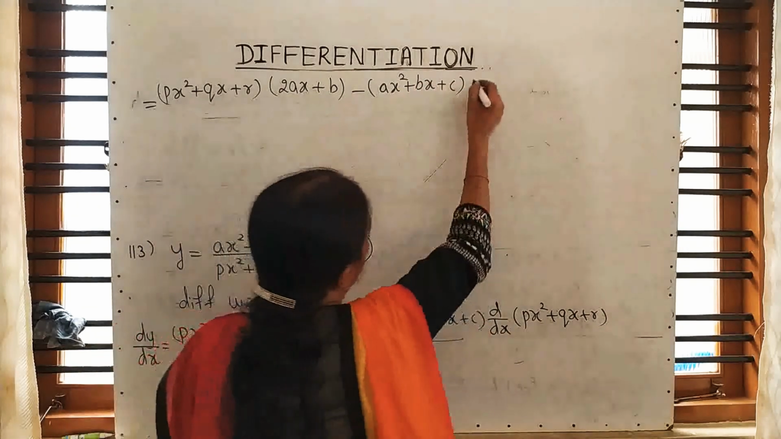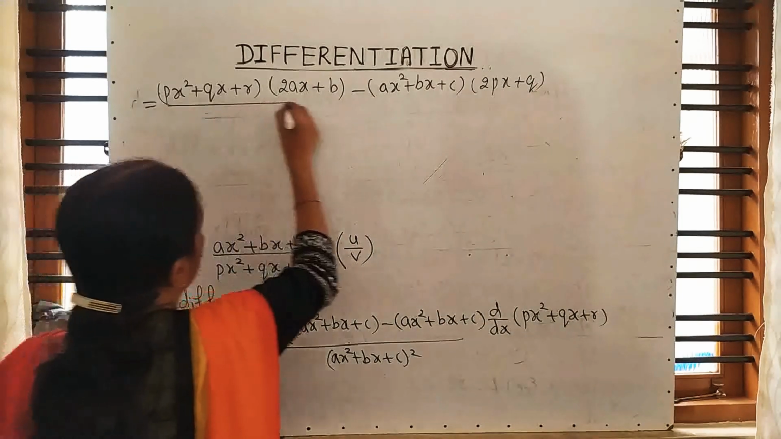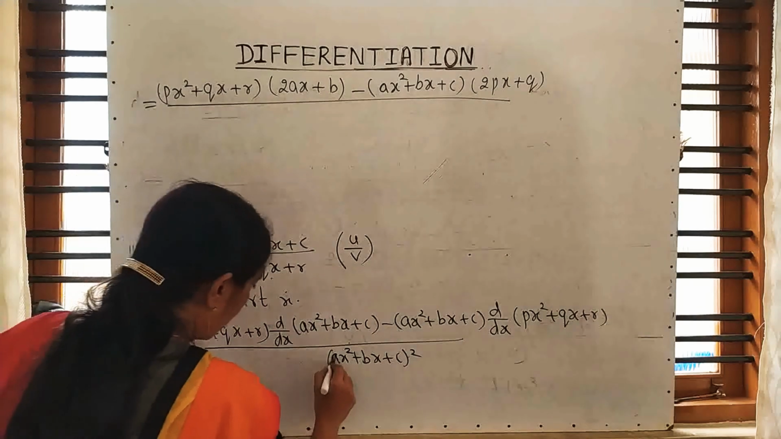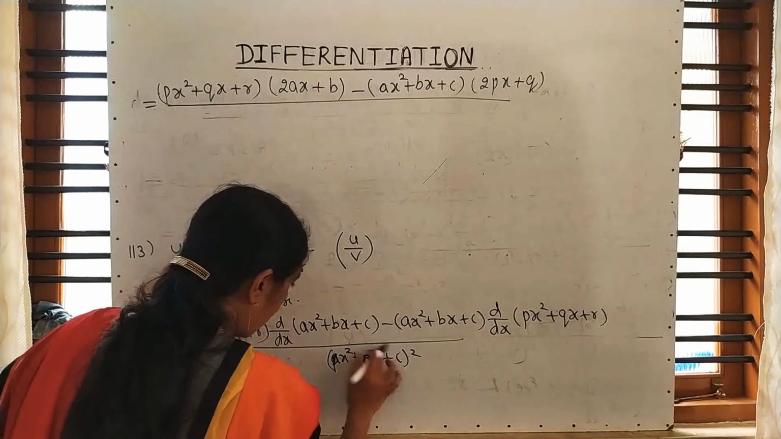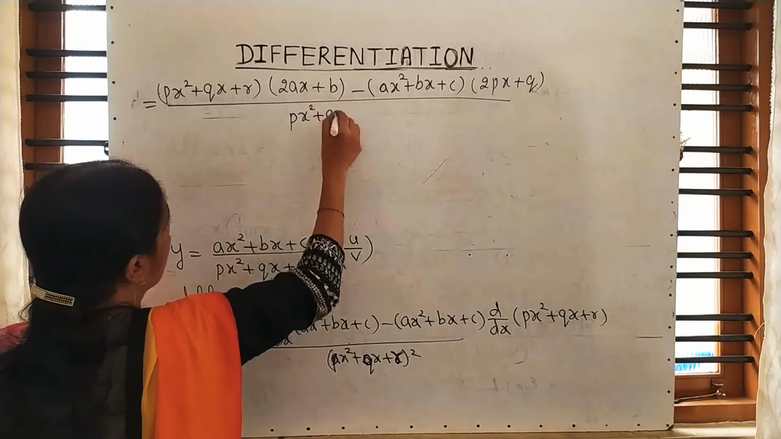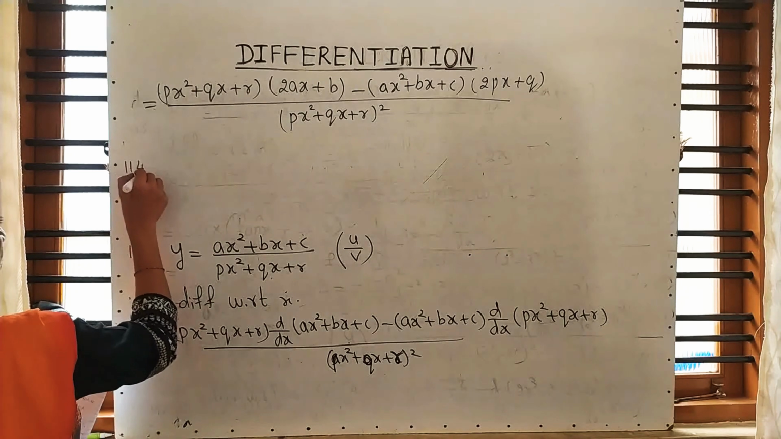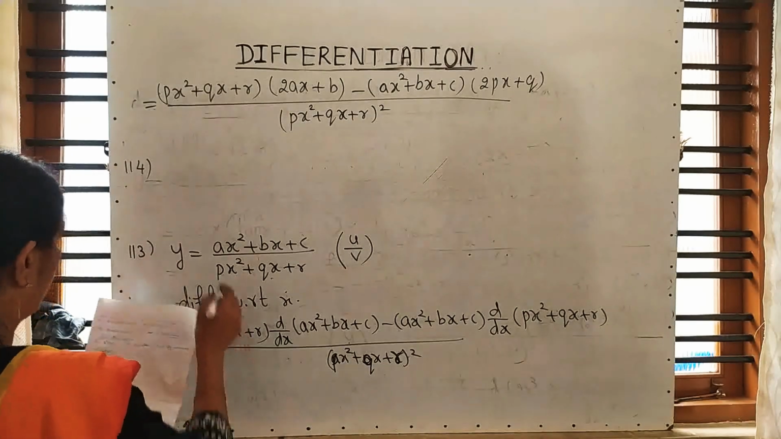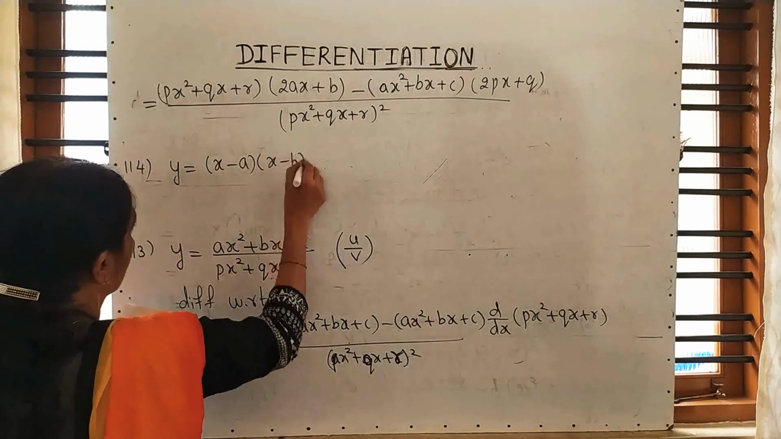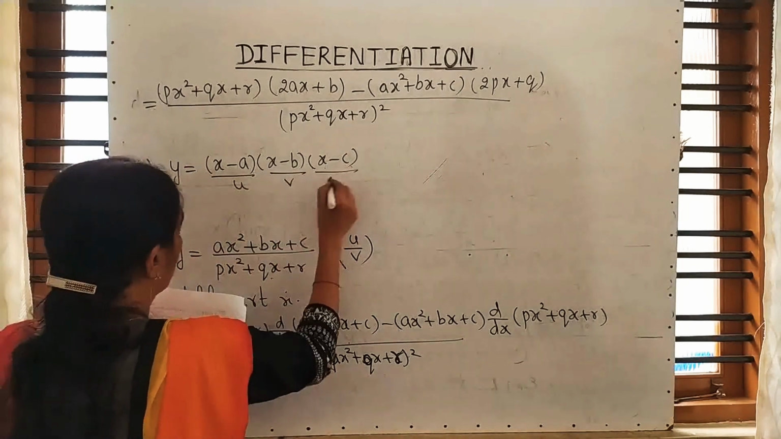Next, px square is 2px plus q. Sorry, this is px square plus qx. I didn't see. Denominator we have to do. Px square plus qx plus r whole square. Question number 114. Y is equal to x minus a, x minus b, x minus c. So nothing but u, v, w.